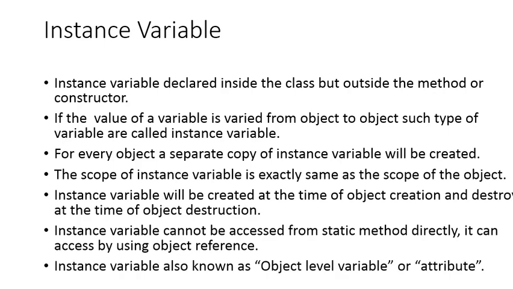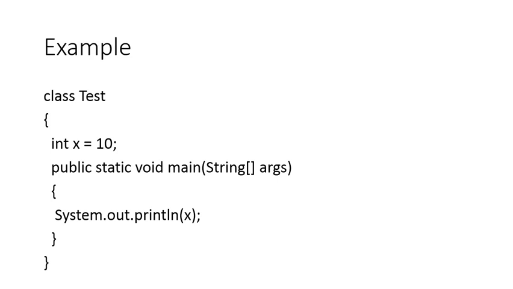Instance variables are also known as object level variables or attributes. So these are the key points of the instance variable. Let's see one example.